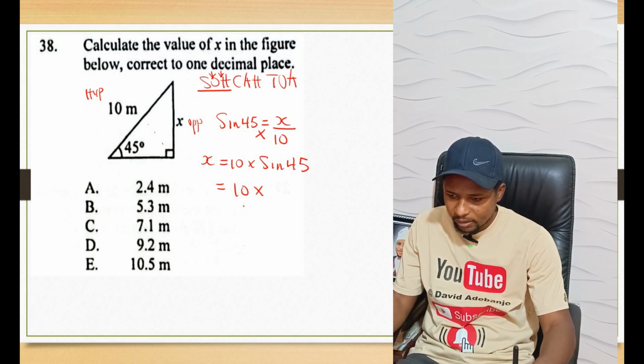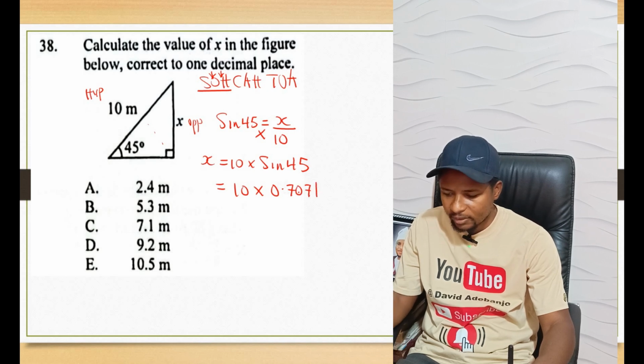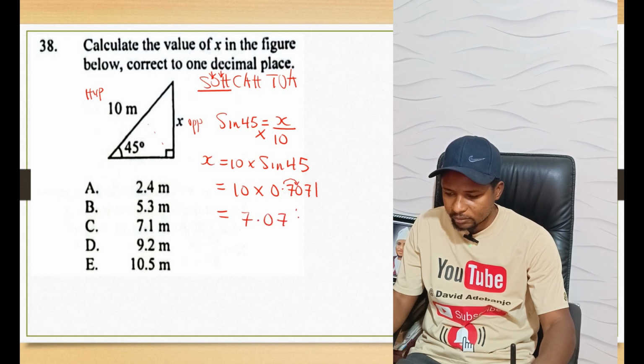Sine 45 is 0.7071. If you use your calculator, this is what you get. And then you multiply. When you multiply, you just move the decimal point 1 step. And that will give you 7.071. You can also use the 4-figure table, which they will provide for you on exam day.